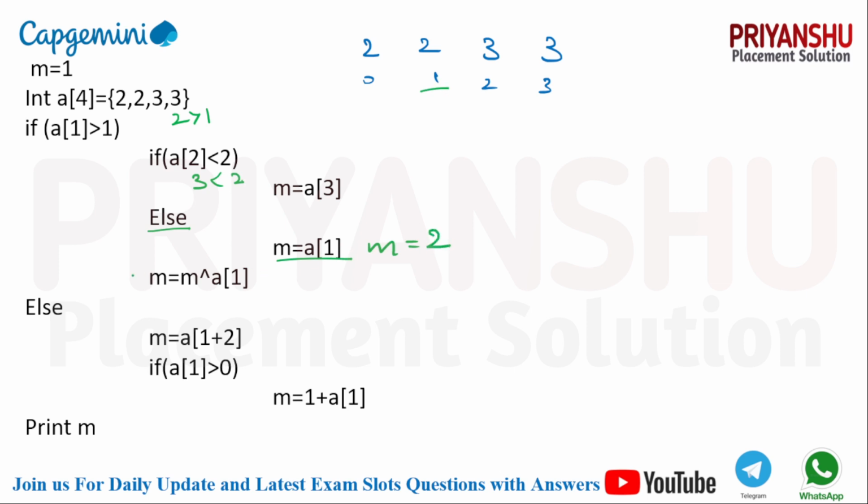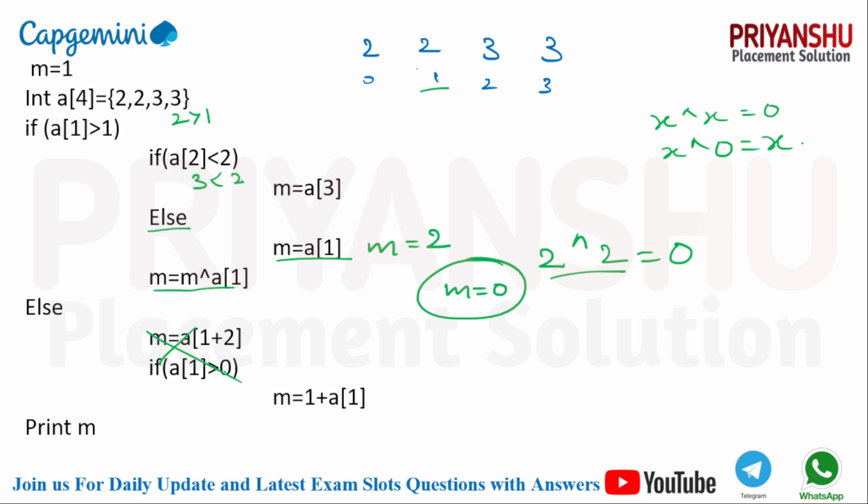So now after that, we need to execute this: M equals M XOR with A of 1, and A of 1 is nothing but 2. As I have already told, x XOR x is equal to 0, and x XOR 0 is equal to x. So 2 XOR 2 equals 0. Now the value of M, finally we got, is 0. This else part is not executed. Done, guys. I hope you got it. Okay, let's move to next. The value of M in this question is 0.